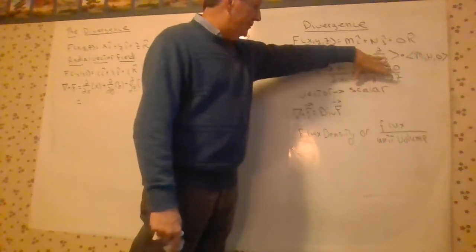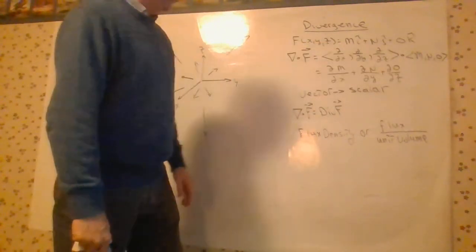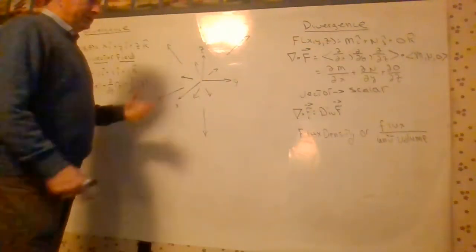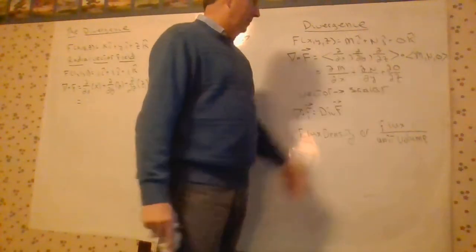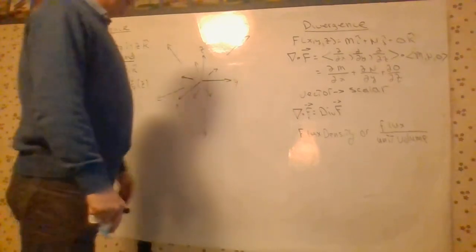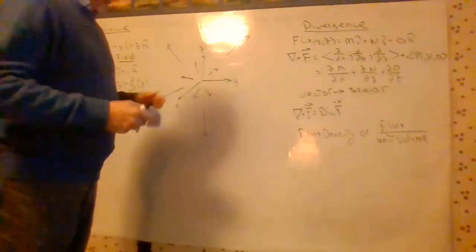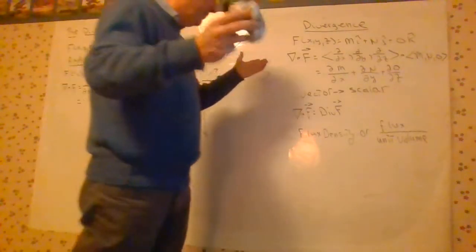Notice there's no i, j, and k in our answer. So if you're asked to find the divergence and you have an i, j, or k in here, it's just flat out wrong. It's like asking the speed and answering it in dollars. It just makes no sense.